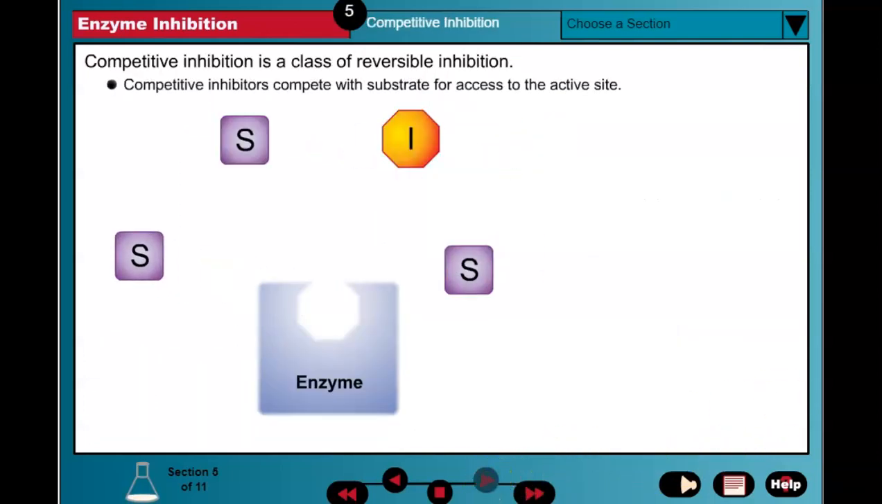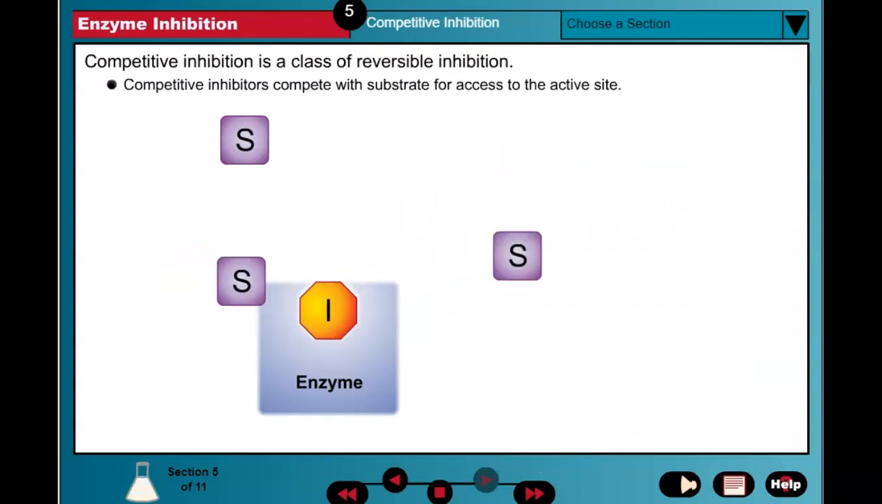Competitive inhibitors compete with substrate for an enzyme's active site, lowering the enzyme's likelihood of binding substrate and slowing the observed reaction velocity.